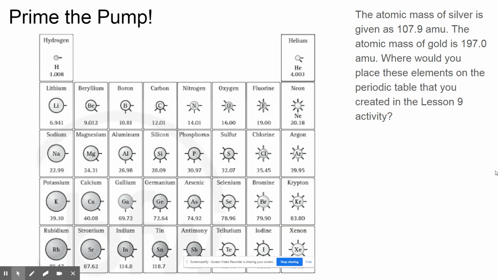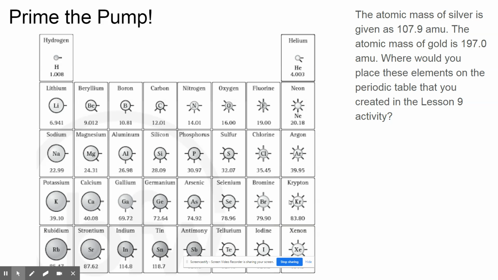Here's the question. The atomic mass of silver is given as 107.9 AMUs. AMU is an atomic mass unit. The atomic mass of gold is 197 AMUs. Looking at this periodic table, or looking at your stack of cards, lay them out in front of you. Where would you find these two elements based on that periodic table that you created in the lesson 9 activity?